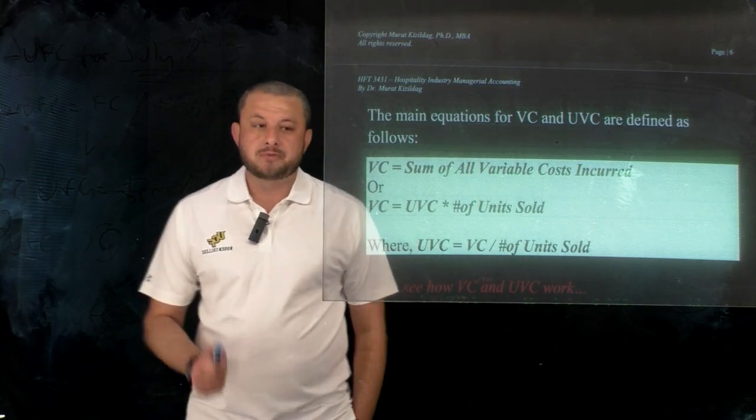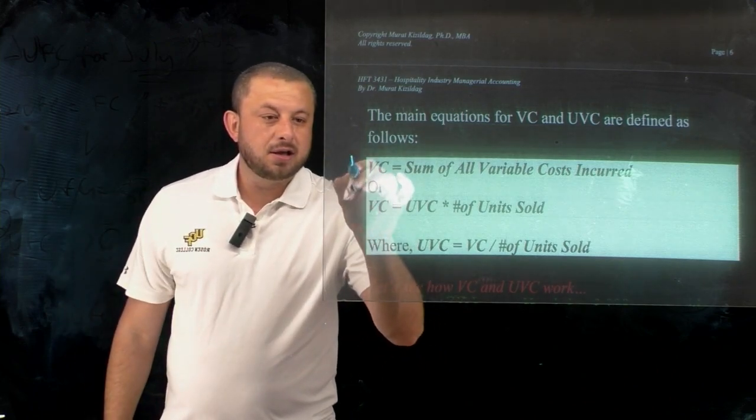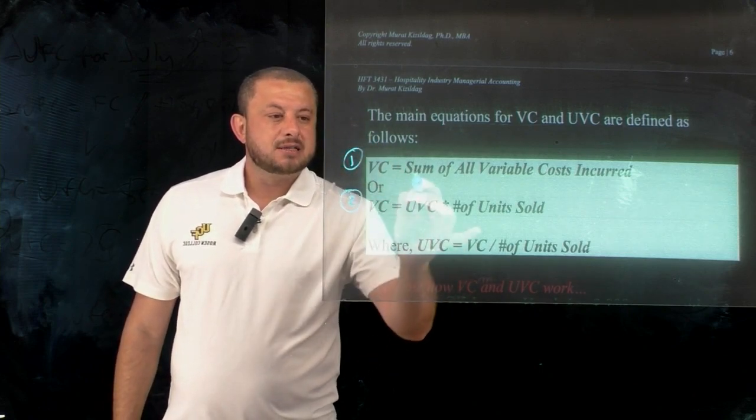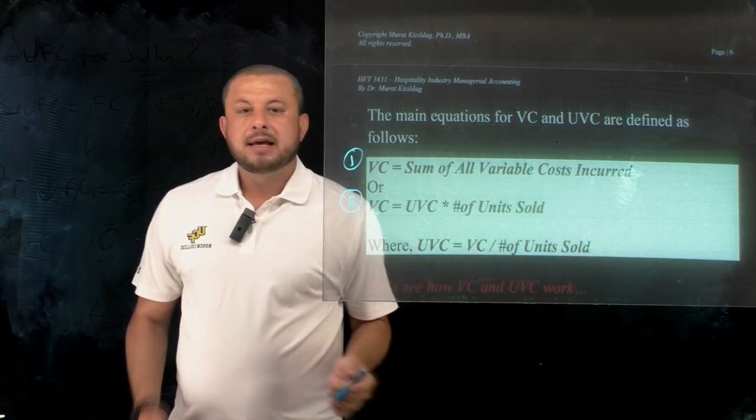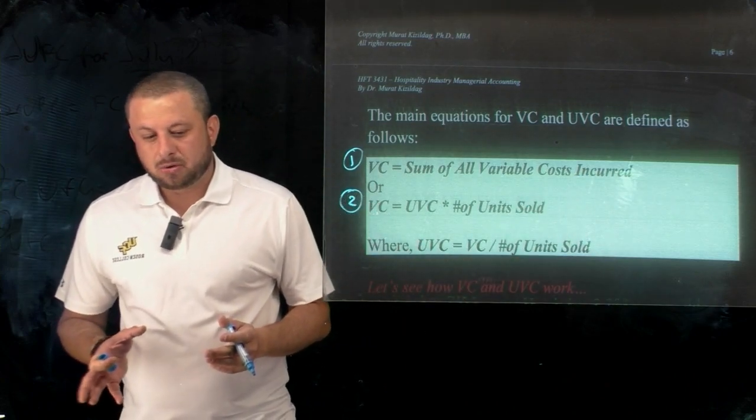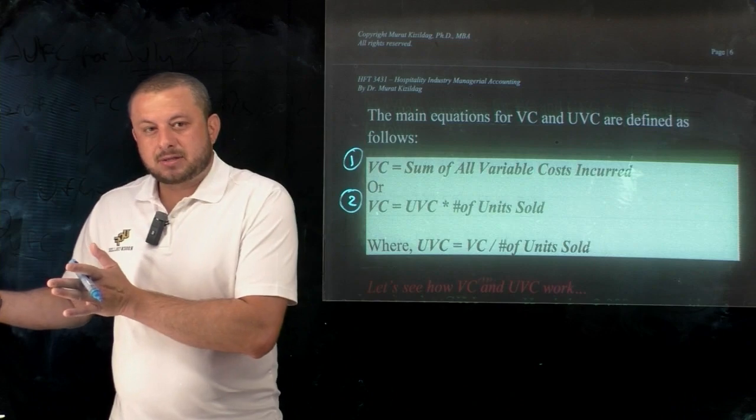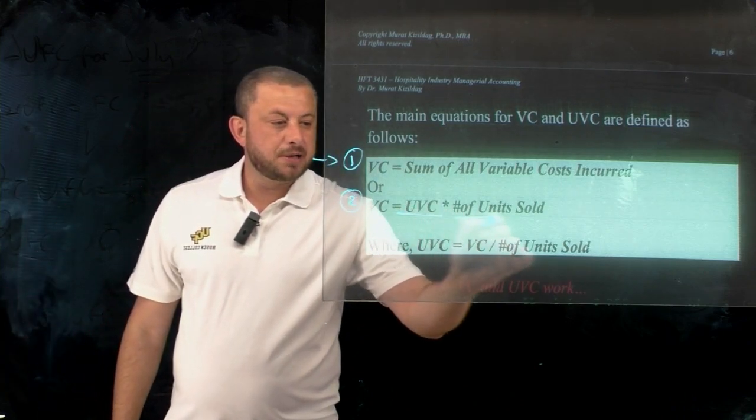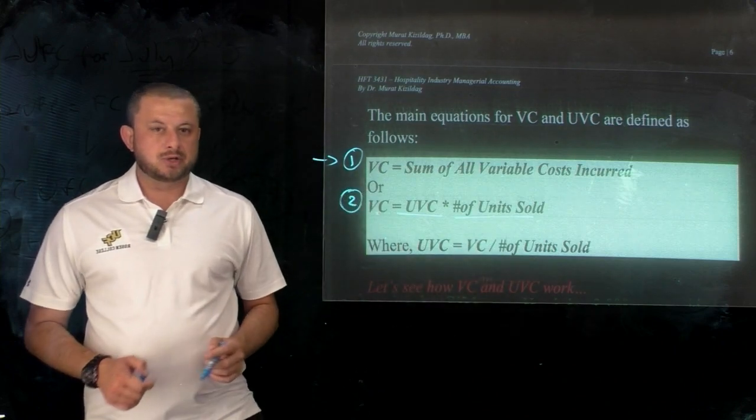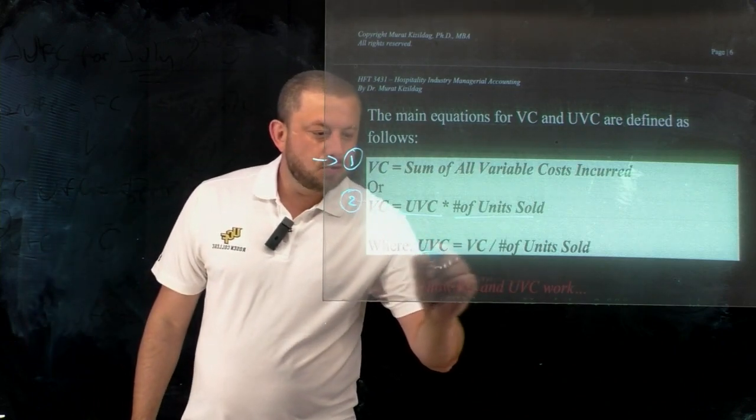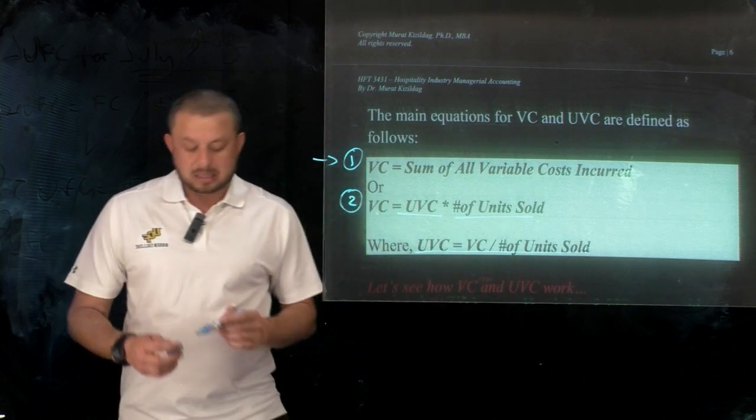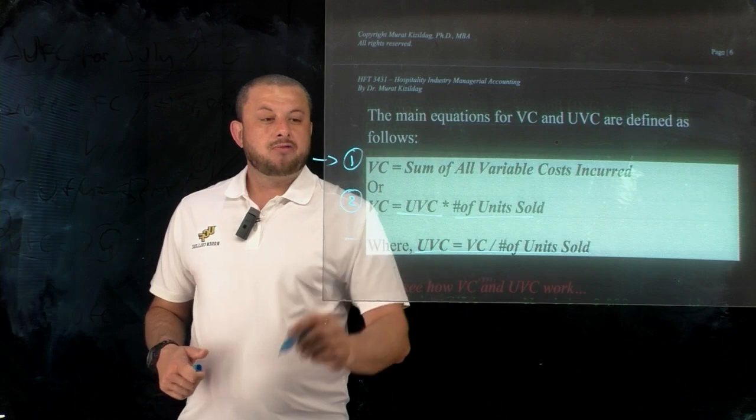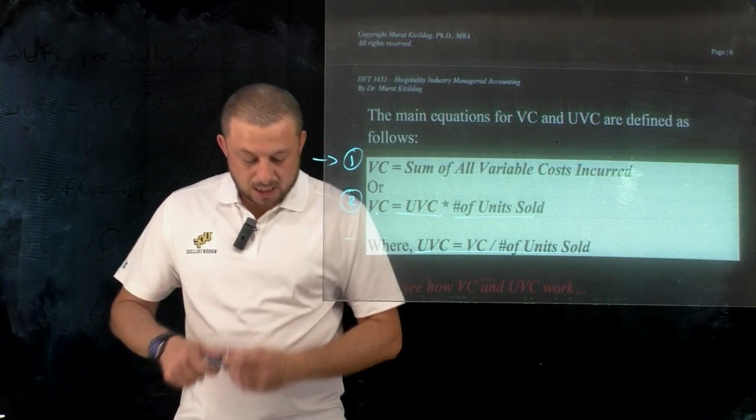Just like fixed cost, we do have two different main equations for VC. Number one, number two right here. Sum of all the variable costs incurred. If the question or case study includes the list of variable cost items, you will have to utilize the first one. If not, UVC multiplied by number of units sold will be the main equation to find VC, and UVC is equal to VC over number of units sold. Therefore, these are the equations that we're going to utilize for VC and UVC in our examples, guys.